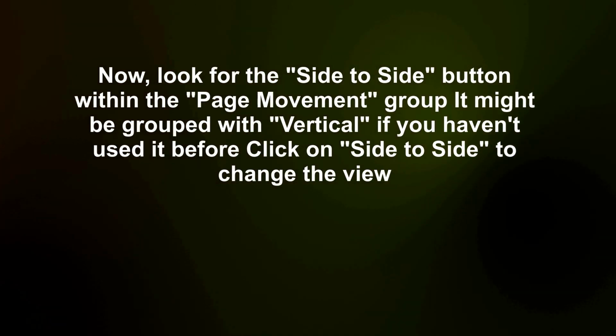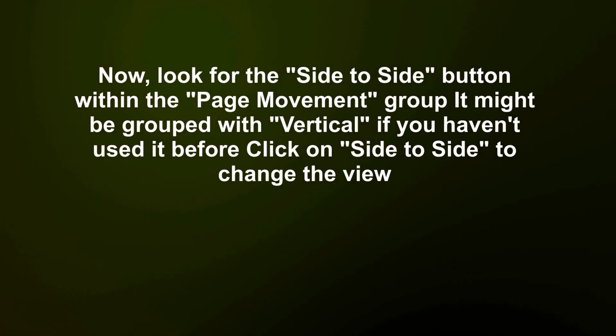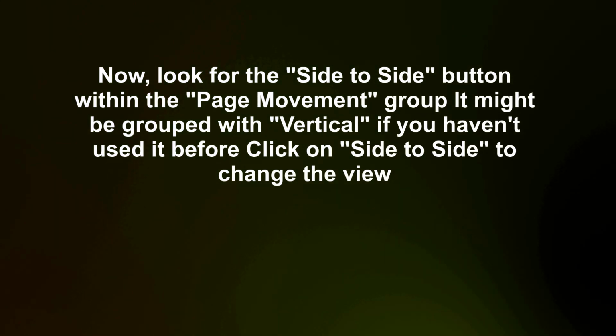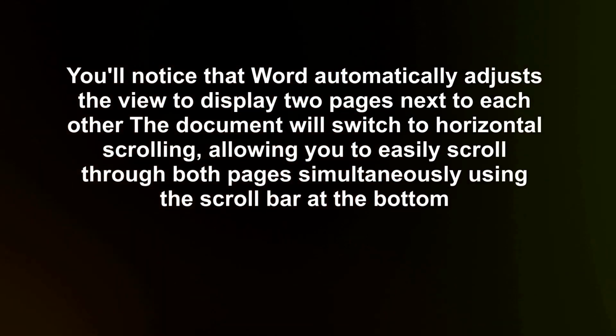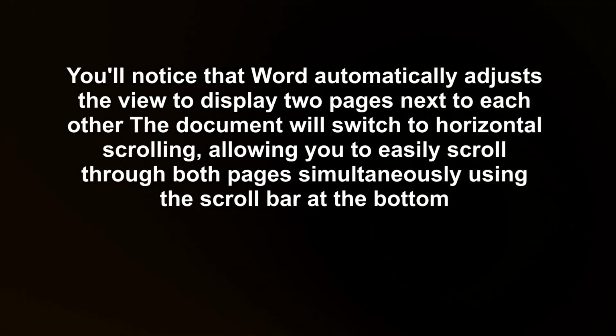Now, look for the Side-to-Side button within the page movement group. It might be grouped with vertical. If you haven't used it before, click on Side to Side to change the view. You'll notice that Word automatically adjusts the view to display the pages next to each other.